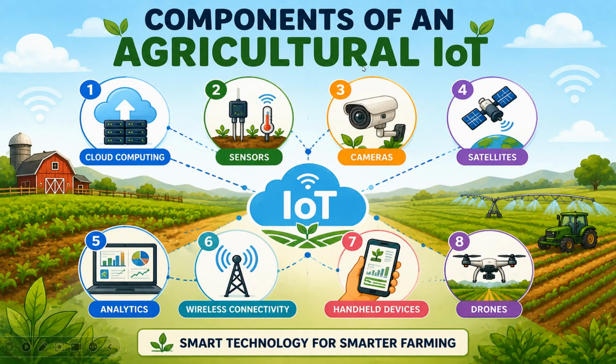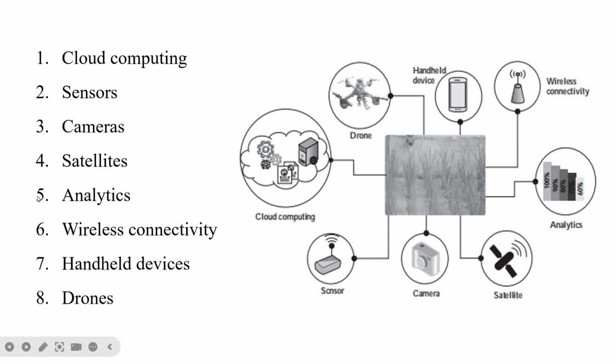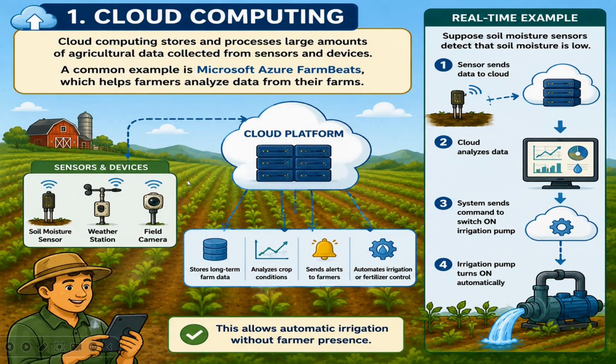So the components of an agricultural IoT are cloud computing, sensors, cameras, satellites, analytics, wireless connectivity, handheld devices and drones. So the same thing I have listed here once again. So there are 8 components which are required. We'll look at these one by one in detail. So first is cloud computing.